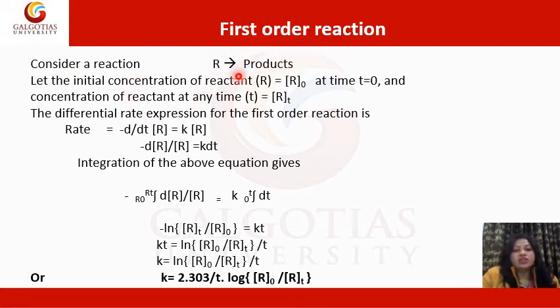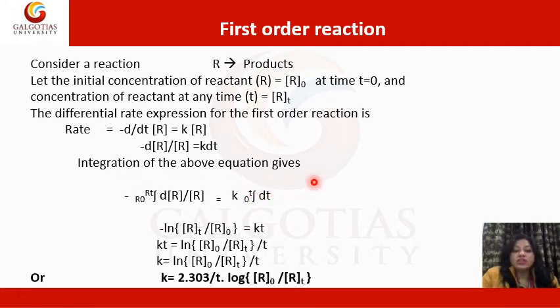Let the initial concentration of the reactant be [R]0 at time t equals 0, and the concentration of the reactant at any time t be [R]t. So the differential rate expression of the first order reaction is rate equals minus d[R]/dt equals k[R]. So minus d[R] divided by [R] equals k dt. We integrate the above equation: the integral of d[R] by [R] with limits [R]0 to [R]t equals k times the integral of dt with limits 0 to t.